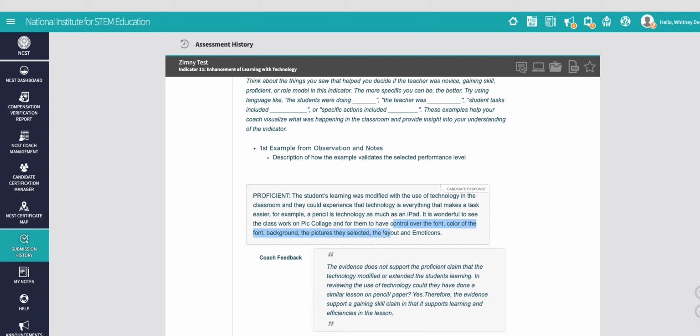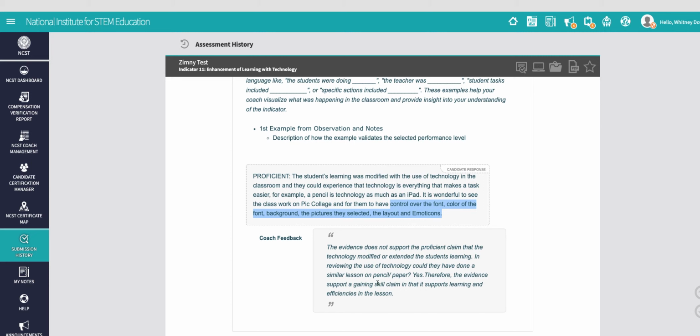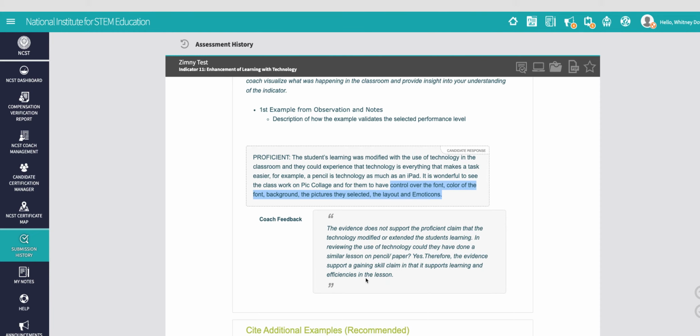Having control over font, color, and all that kind of stuff, that is not impacting the learning in any way, shape, or form. That does make it maybe more fun, maybe more interesting, but in terms of thinking about the students' learning outcomes, I'm not sure that these choices are really going to be impacting their learning in any way. Good. Therefore, the evidence supports a gaining skill claim.